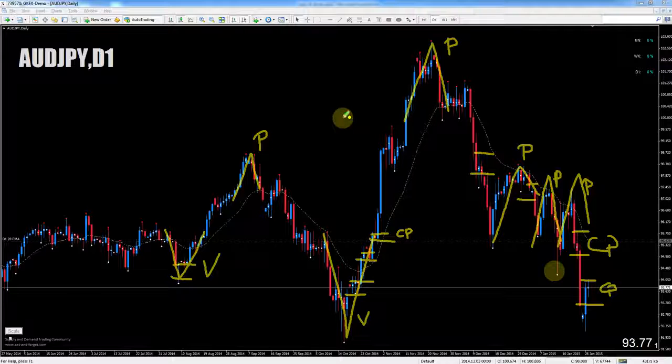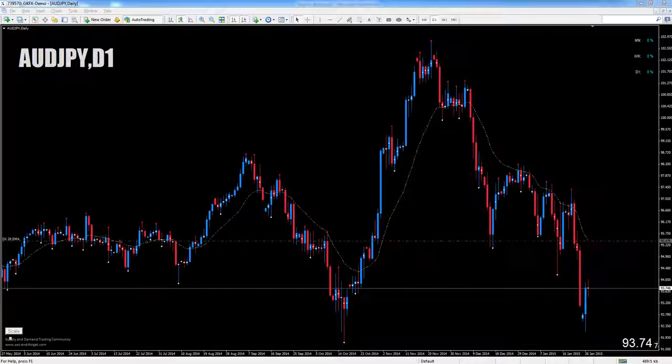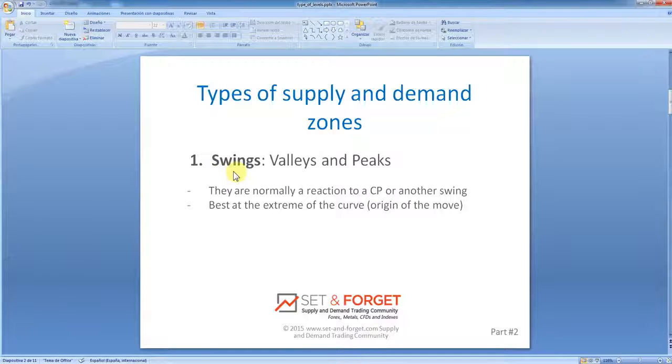So these are all the kinds of levels that we have. As you can see, when you look at the charts, you will only see three types of levels: two main types of levels, and one of them is composed of two, valleys and peaks, and then the CPs. Each of them has its uses, and they are related to the curve. So on the swing side of the types of levels, we have the valleys and peaks. They are normally a reaction to a CP. Why do I say that? They are normally a reaction to other levels.